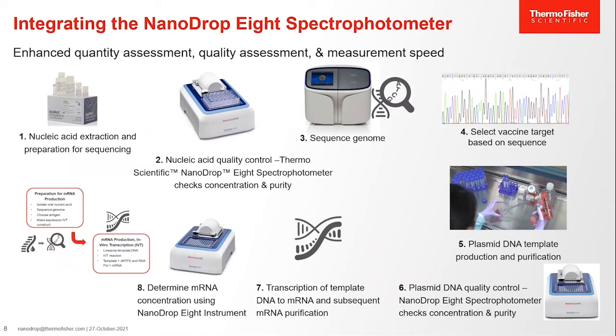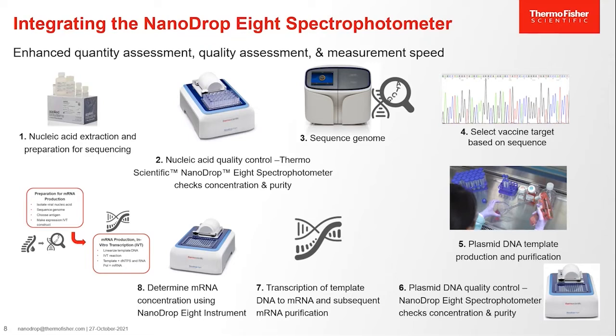So the NanoDrop 8 is helpful in several places throughout the mRNA production workflow. On the left-hand side there, I've put in a little inset image reminding us where we're talking about within this overall process. And it's kind of in between, or spans, two different boxes here: the preparation of the mRNA production, and then the actual mRNA production and in vitro transcription.